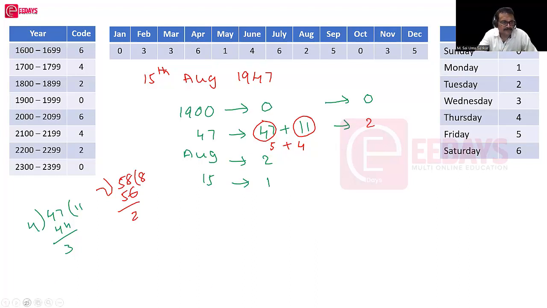Next, same. August. 2 is there, just take it as 2, and this is equal to 1. If you add all these numbers, then what is the sum? That is equal to 5. What is the 5? That is Friday. That is the answer. Okay, one more example.